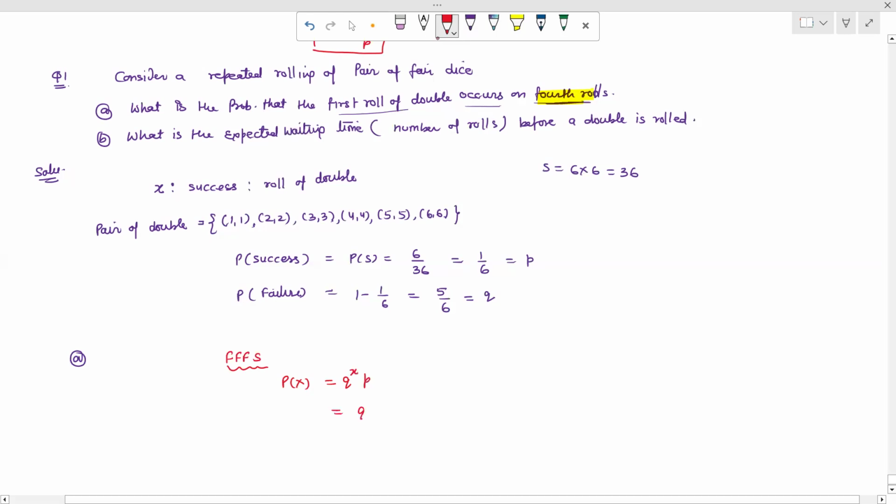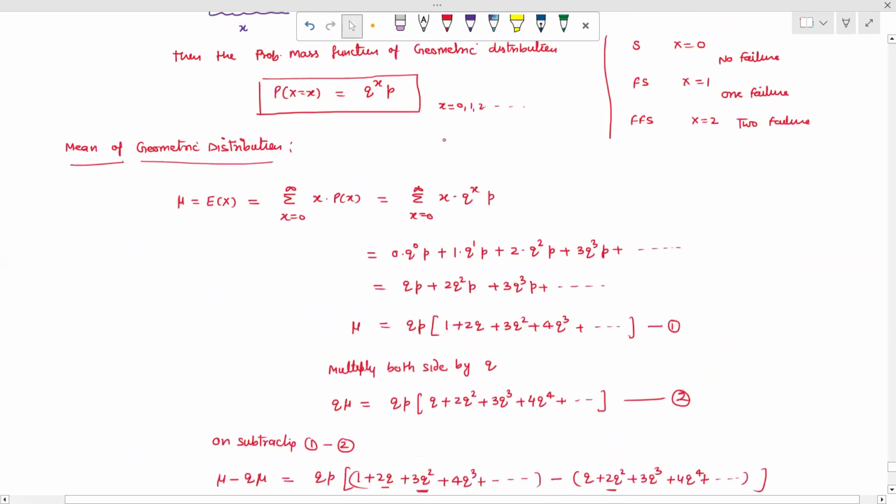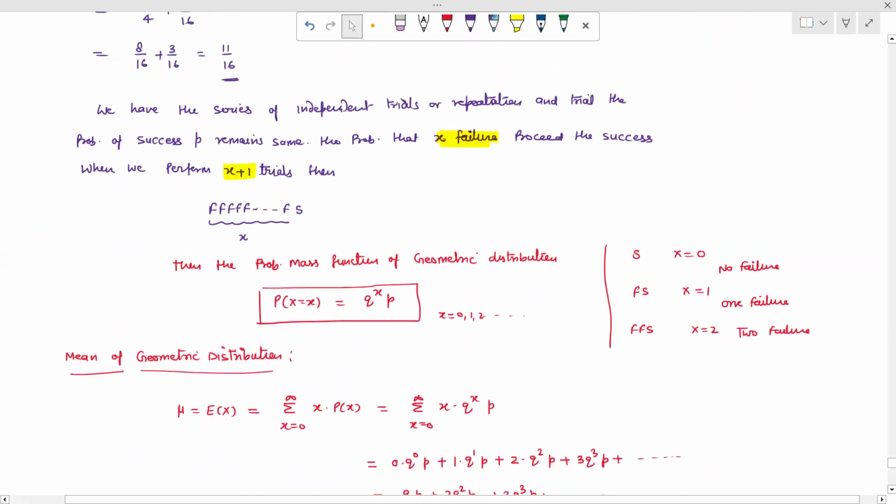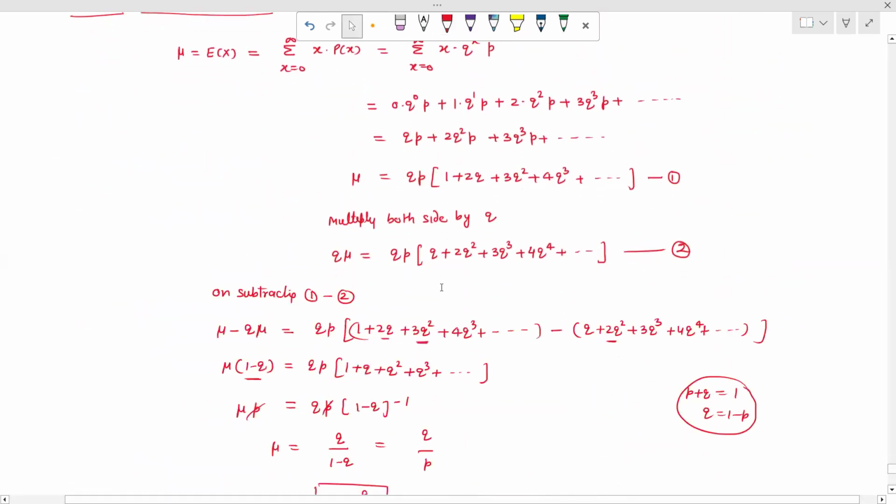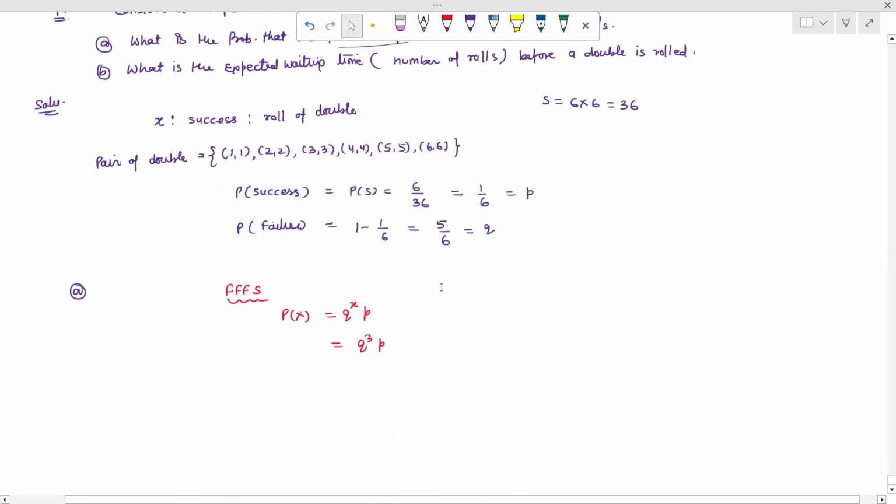So this can be written as q raised to the power 3 into p. Failure we represented as x, then we get the success. So we write down the probability mass function as q raised to the power x. Here also we have three failures, then a success, so we can write it as q raised to the power 3 into p. So this is our probability mass function.